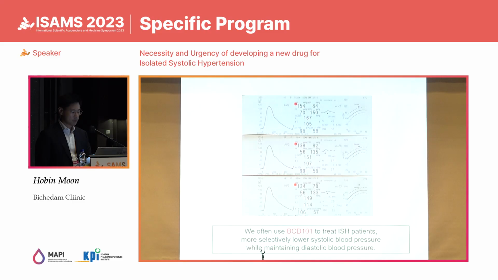We are using a prescription called BCD-101 for these ISH patients in the clinical field. BCD-101 is a modified Sengmexan, which is a traditional herbal treatment for circulatory diseases. Now we use BCD-101 to lower systolic blood pressure more selectively while maintaining diastolic blood pressure in ISH patients.